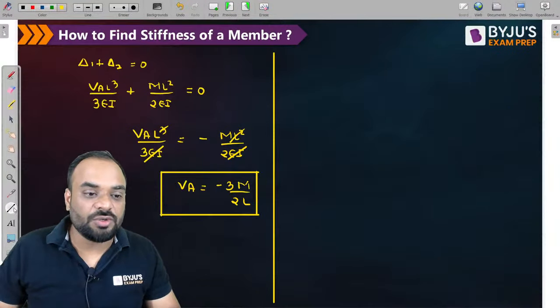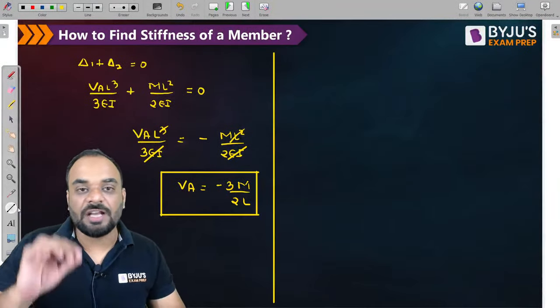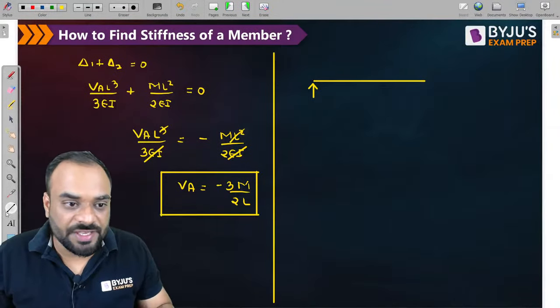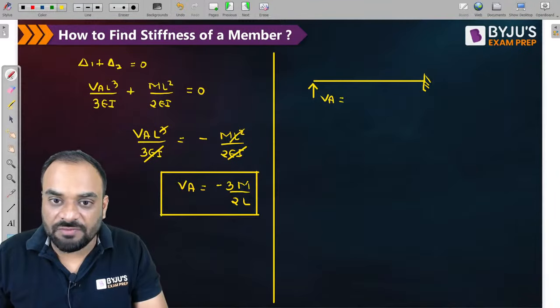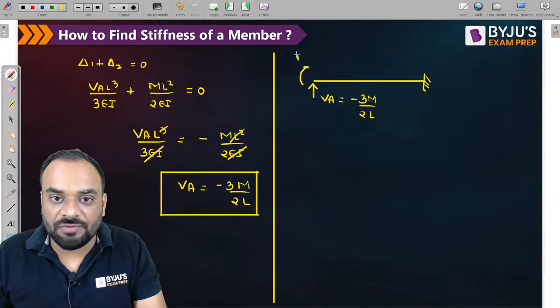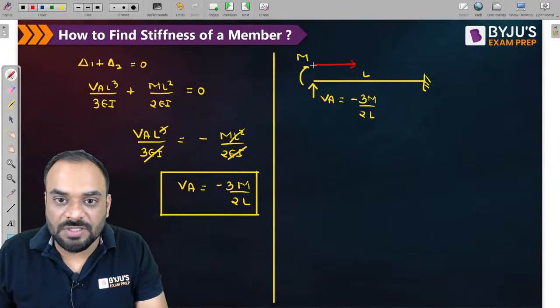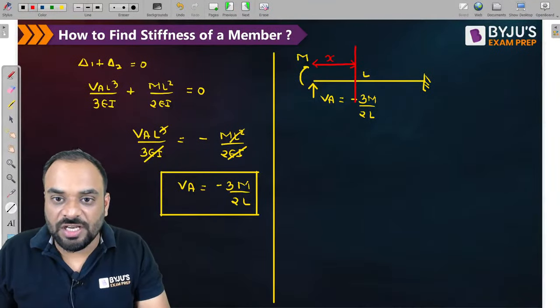So guys, you need to use the concept of strain energy to find out the displacement, or the rotation at support A. Okay. So let us apply the reactions over here. This is VA. This support is fixed right now. VA is equal to minus 3M by 2L. And this is our moment which we have applied externally. This length is L. Now let us take a distance X from support A and find the bending moment equation at this particular section. Let us consider this section XX.